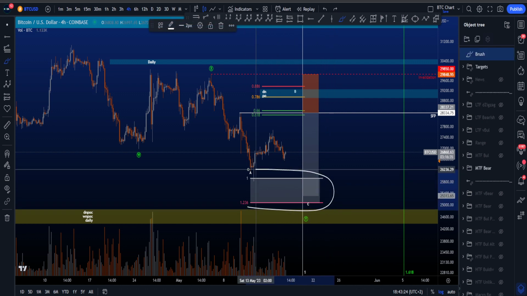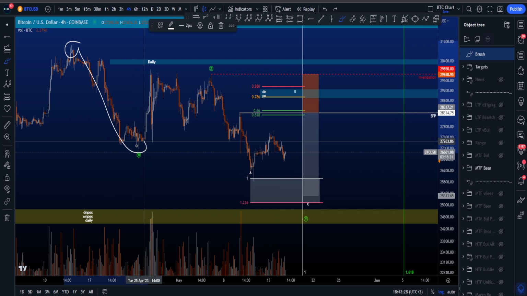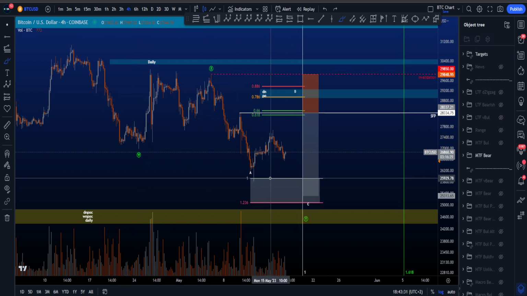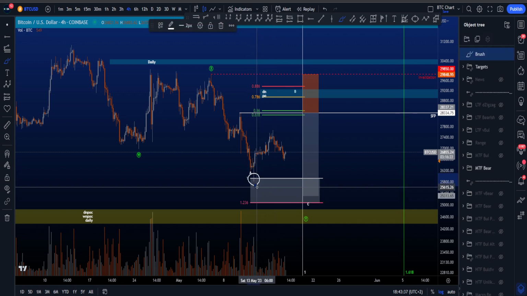where the most common target area for the green wave Y is between the 1 and the 1.236, taken from the high to the low of W to the high of X, which is between 25.9k and 25k. Now, as you can see, price did hit this target box.